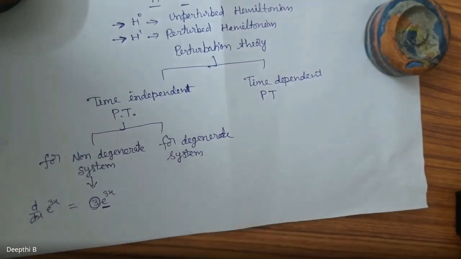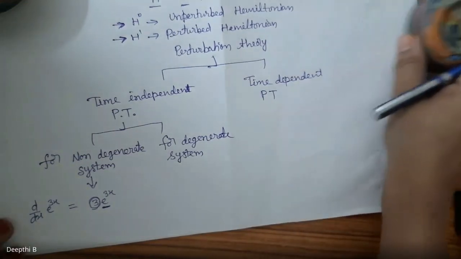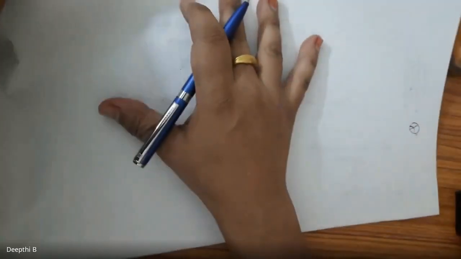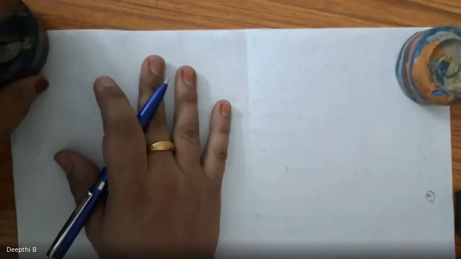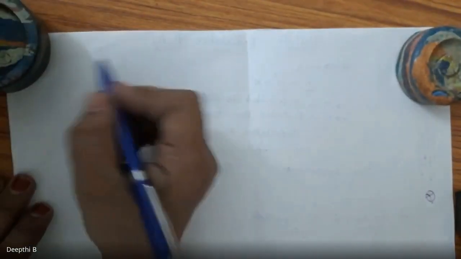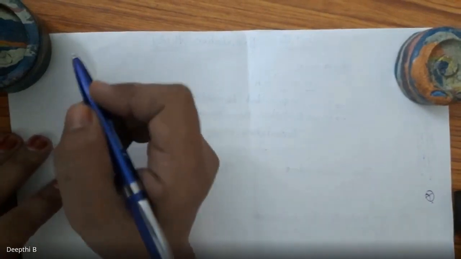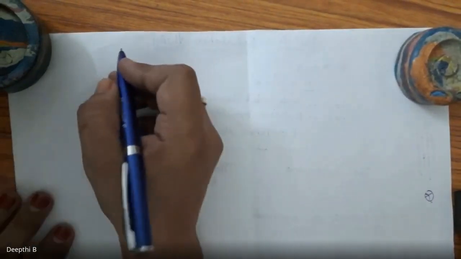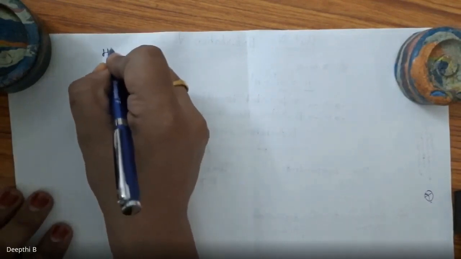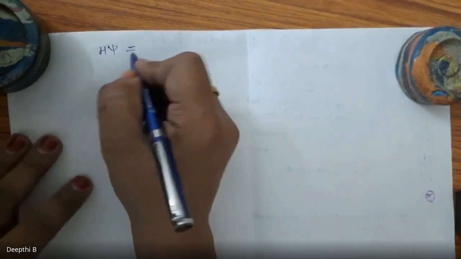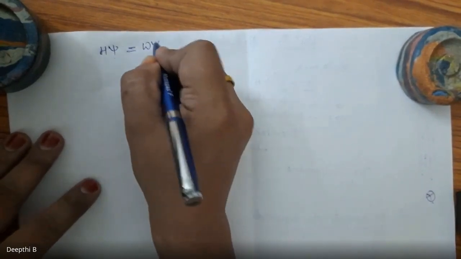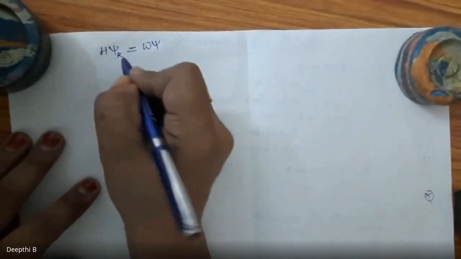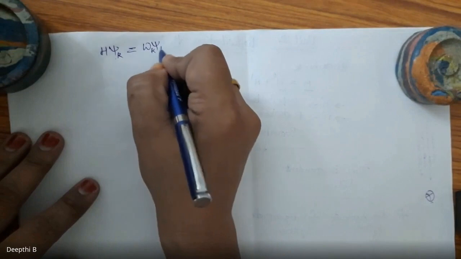Okay, now let's start the derivation of this theory. Let's start with the Schrodinger wave equation. If we want to know any property of any tiny particle, first we start with the Schrodinger wave equation, which is H psi equals E psi. But here we are taking H psi equals W psi. Then one state is there which is K. So H psi K equals W K psi K.